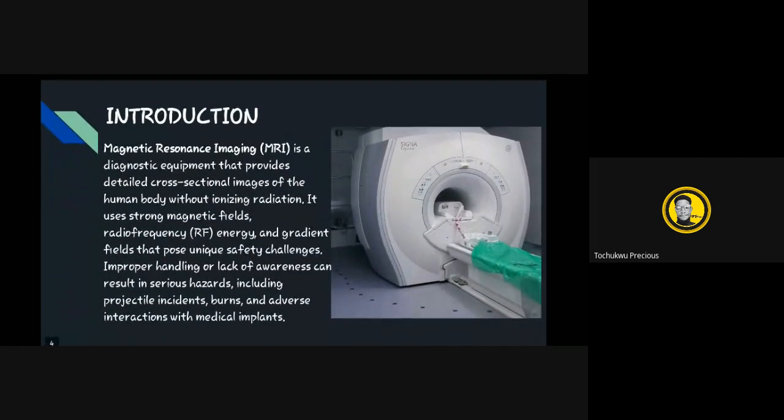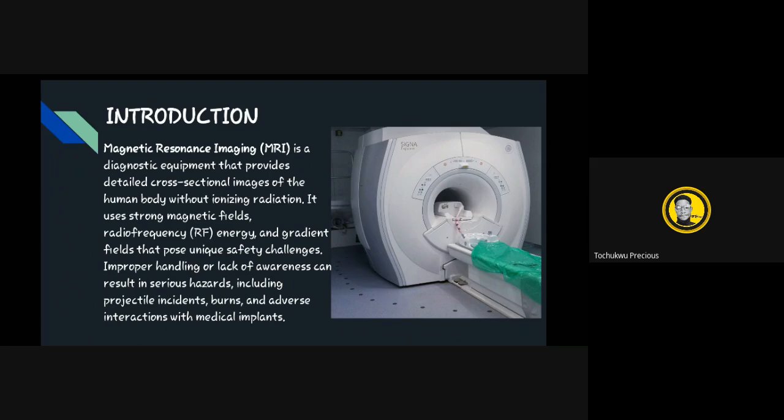Introduction. Magnetic resonance imaging is a diagnostic equipment that produces detailed cross-sectional images of the body without the use of ionizing radiation. So it's basically similar to CT. One of the differences is that while CT produces cross-sectional images with the use of ionizing radiation, the MRI produces cross-sectional images with a magnetic field. It also uses radiofrequency energy and gradient fields.